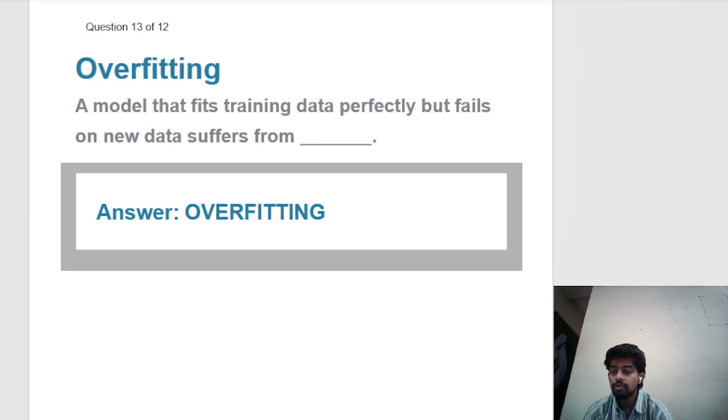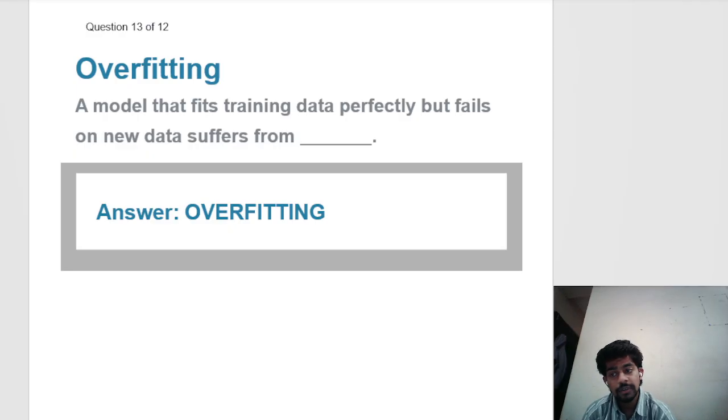Model performance issues. Let's read the question first. A model that fits training data perfectly but fails on new data suffers from dash. The answer is overfitting. So let's see what is overfitting. Overfitting is one of the most common problems in machine learning. It happens when your model learns the training data too well, including its noise and peculiarities, rather than learning the underlying patterns. So let's see what causes overfitting.